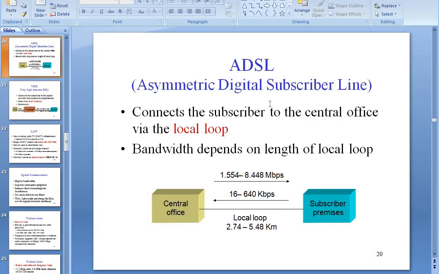And further we have ADSL, asymmetric digital subscriber line. It connects the subscriber to the central office via the local loop, and bandwidth depends on the length of the local loop. Asymmetric means that the downlink bandwidth is always greater than the uplink bandwidth. So in ADSL, if the distance between the central office and subscriber premises increases, then the bandwidth decreases. So bandwidth depends on the length of the local loop.